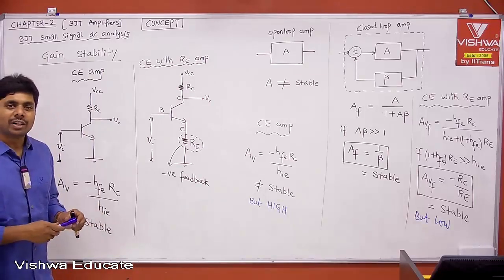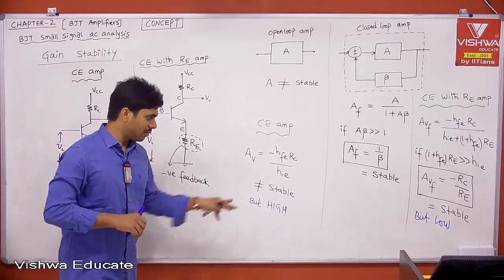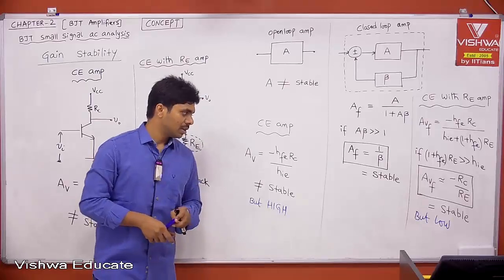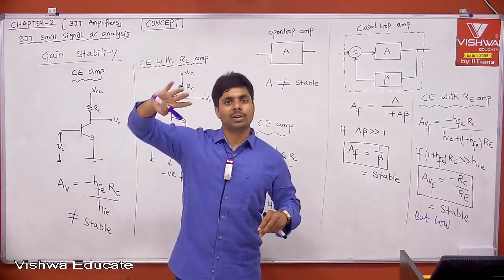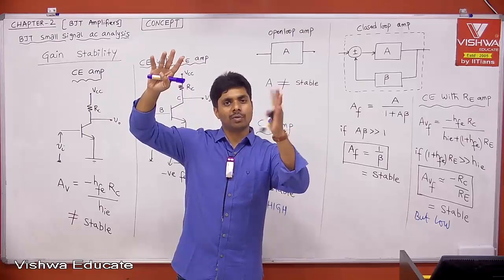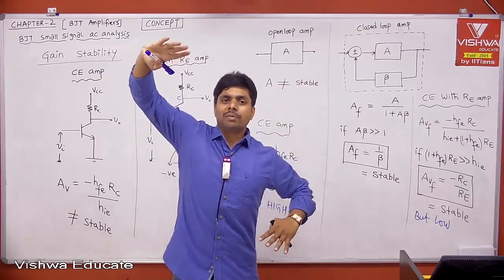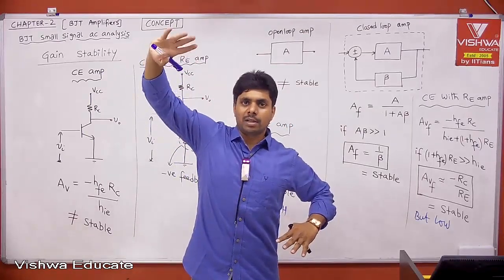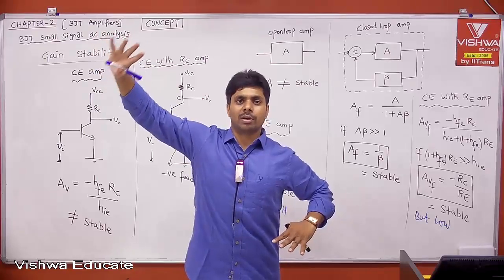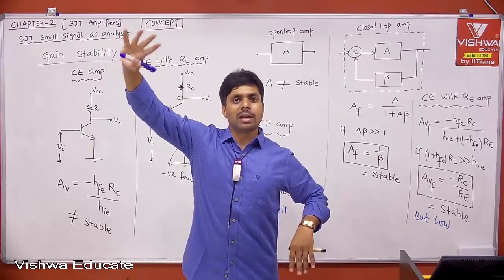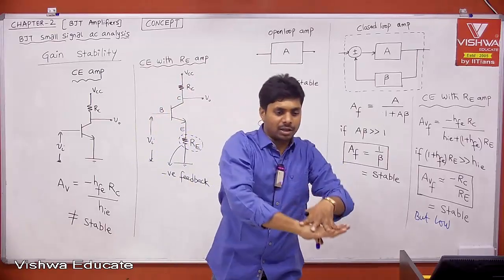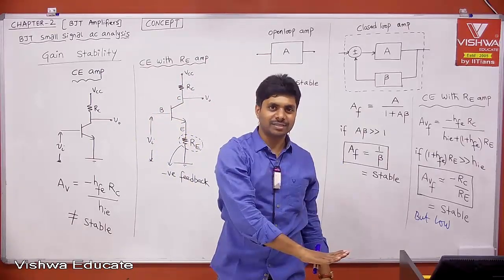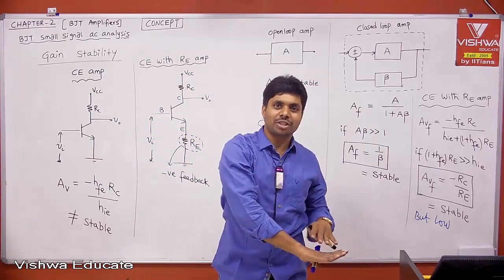Therefore, what is the meaning of it? Just a point after writing it. The meaning of this is nothing but, let us say, this is the CE amplifier voltage gain. This is the CE with RE amplifier voltage gain. The CE amplifier voltage gain is very high, but it is not stable. It is fluctuating because of other parameters. Then apply negative feedback. When you apply negative feedback, the gain is reducing, but it is stable. Right? The gain got reduced, but it is stable.